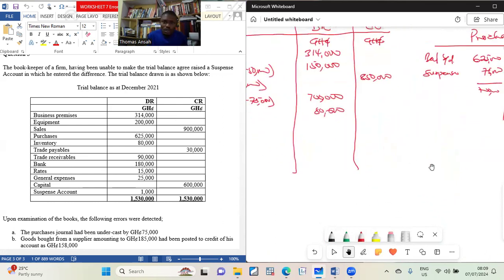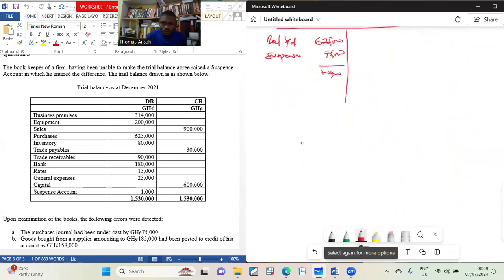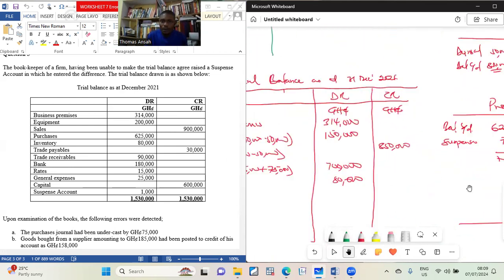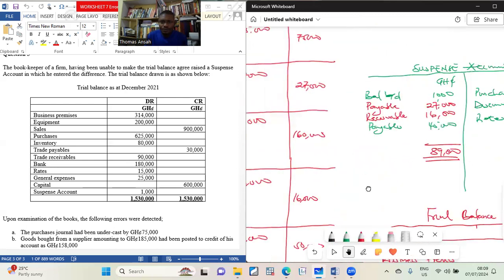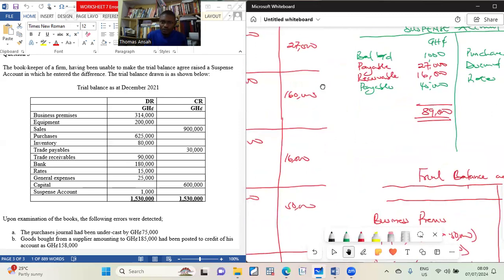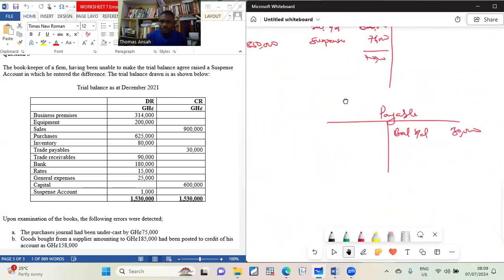So let's go to trade payables. So for example, this trade payables had a balance brought down of how much? 30,000. Now let's go to the corrections and see all those things that affected the payable. Where are you? Payables. So we have a creditor here, 27,000. So we need to go and affect the credit side. All right, so 27,000. So I think the corresponding was suspense here. 27,000.